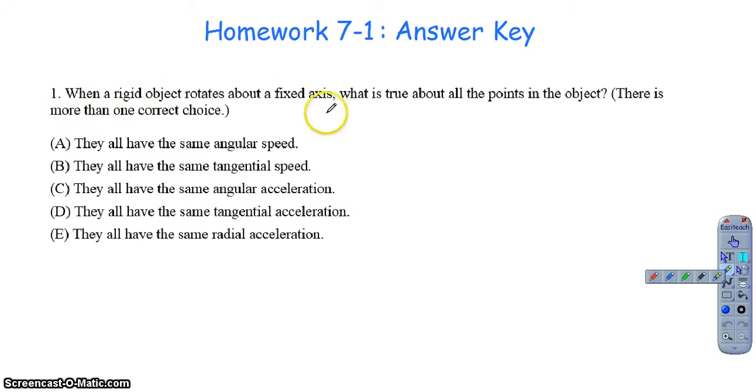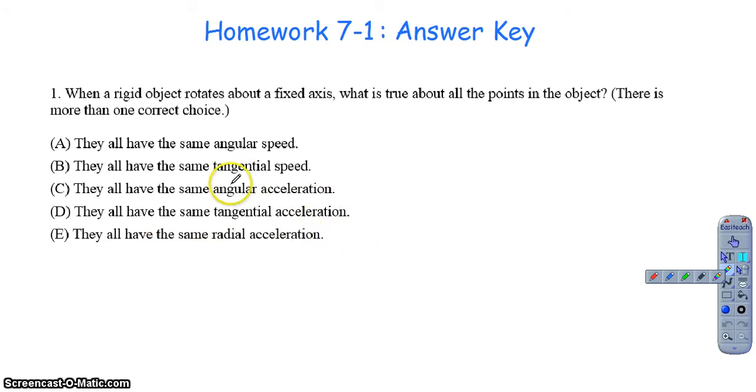So when a rigid object rotates about a fixed axis, what is true about all the points in the object? There is more than one correct answer for this question. A, they all have the same angular speed. B, they all have the same tangential speed. C, they all have the same angular acceleration. D, they all have the same tangential acceleration. And E, they all have the same radial acceleration.